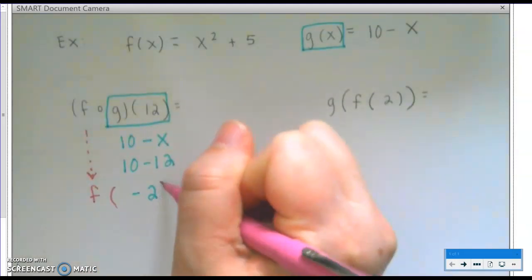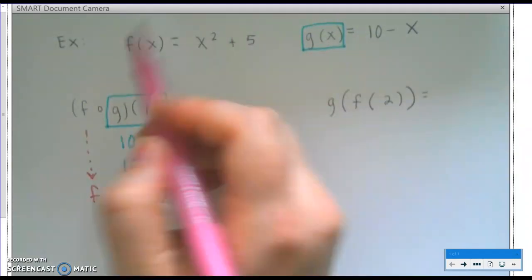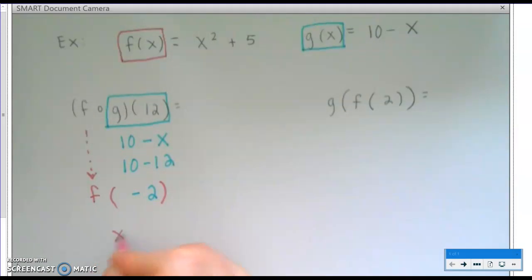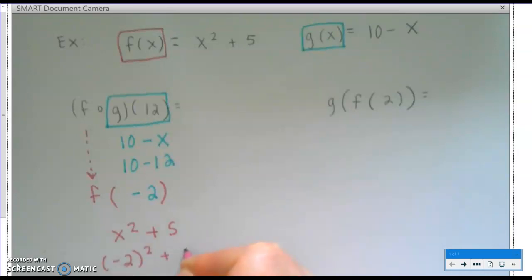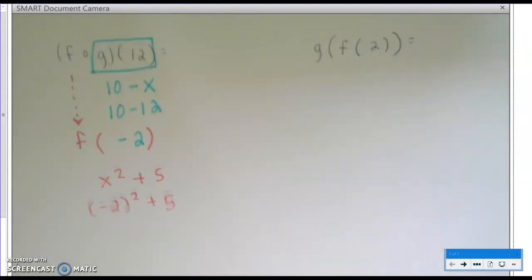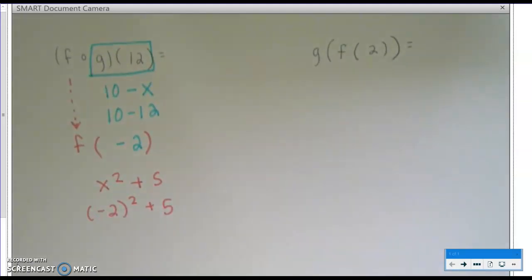Now I'm going to figure out what f of negative 2 is. So f of x is the rule x squared plus 5. So I'm going to replace x with negative 2. Like I said, the concept of this is really easy, but it's also super easy to make mistakes with negative signs, exponents, the order of operations. So just be really careful. Make sure you're using a calculator or typing the stuff into Desmos to help you out. So negative 2 squared is 4. 4 plus 5 is 9. So that would be my final answer, 9.